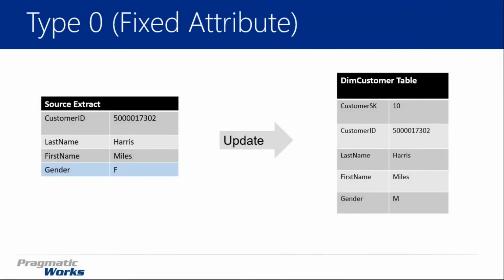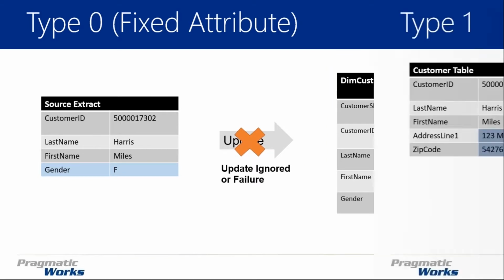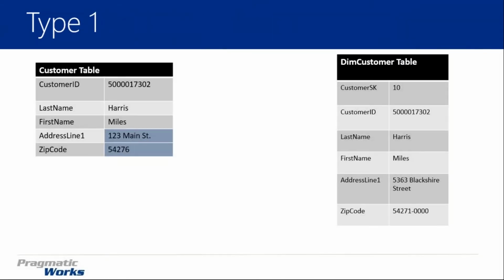Just to demonstrate real quick, this is a type 0 on the right side. This is a record that already exists in our customer dimension, Miles Harris. Gender is listed as male. That column, gender, has been identified as a type 0. So even though on the source we're seeing it's changing, we're going to simply ignore that. For a type 1 though, for instance, address line 1 and zip code, those have been identified in the ETL process as type 1 changes.